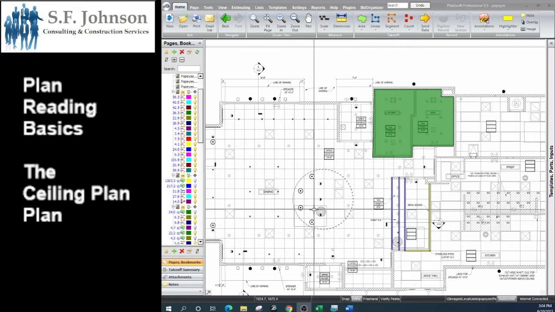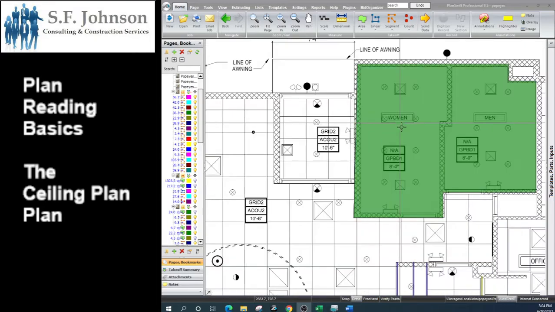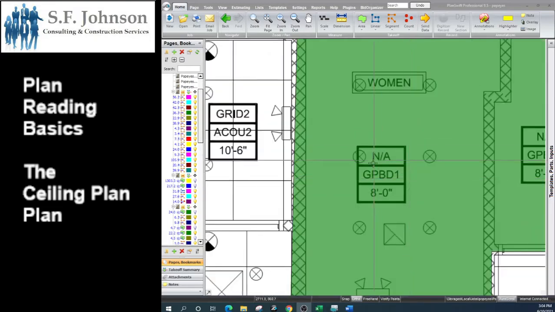So ceilings, again, for commercial, will have a 2x2 acoustical ceiling tile, 2x4 acoustical ceiling tile, and then we'll usually have some gypsum or drywall, right? So this is saying that this is a drywall ceiling and the height of the ceiling is 8 feet above finished floor.